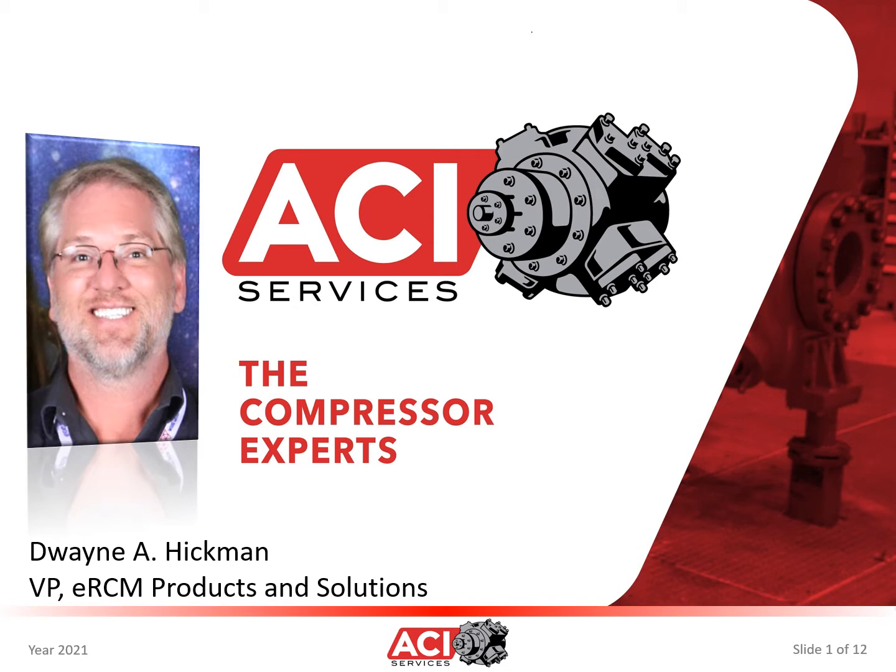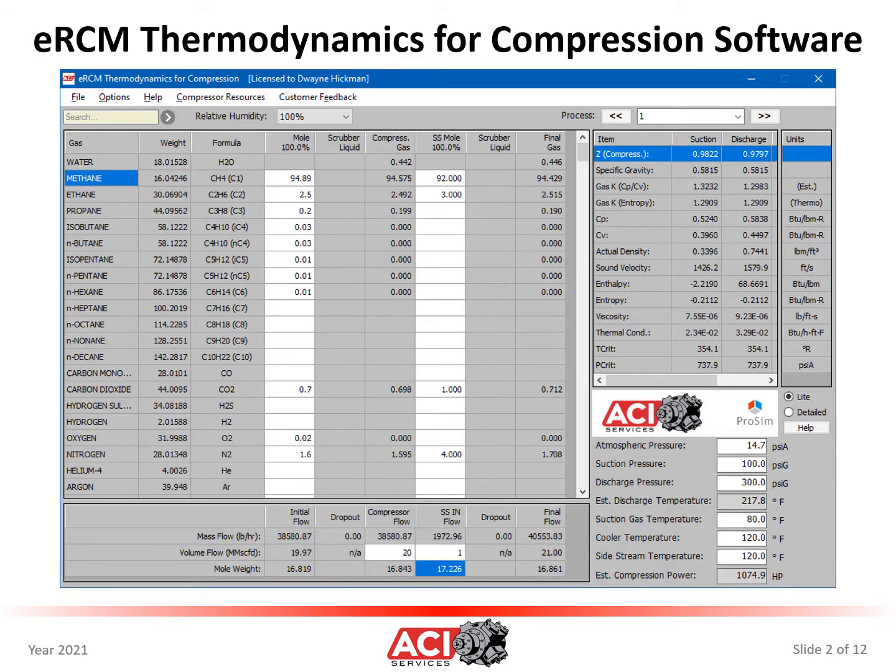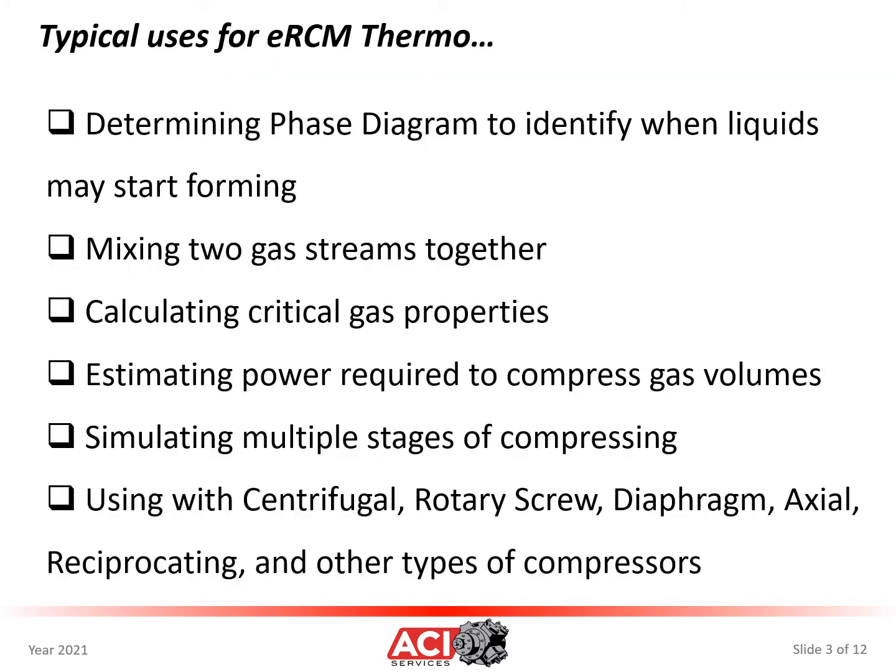Today's short session will cover the fundamental features of this software. ACI's eRCM Thermodynamics for compression software is the ideal program for estimating minimum power required to compress gas, regardless of the type of compressor being used. This simple and easy-to-use software provides a wide range of thermodynamic gas properties that are critical items when compressing gas. Let's take a short adventure and see how this software may benefit you.